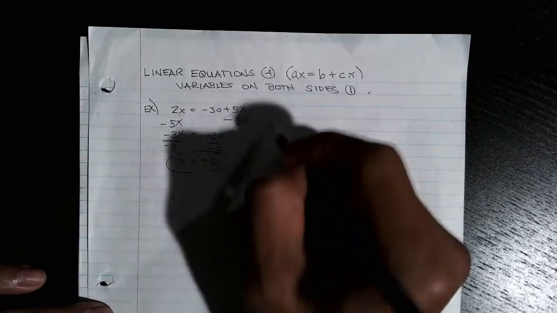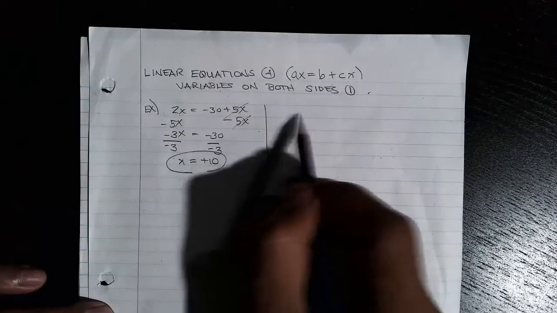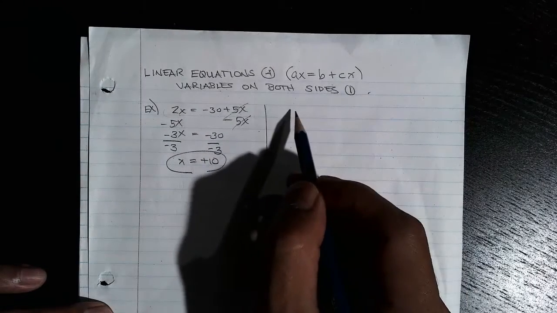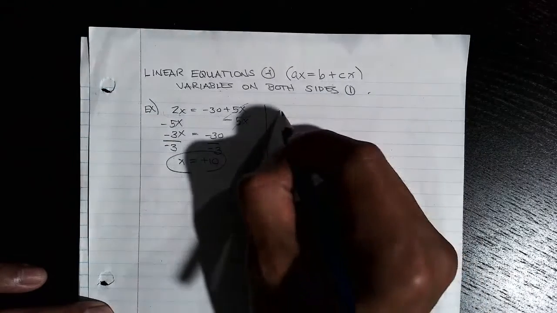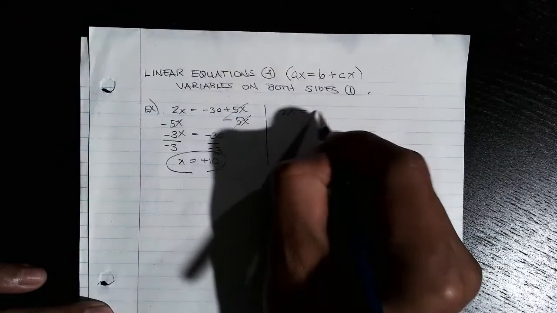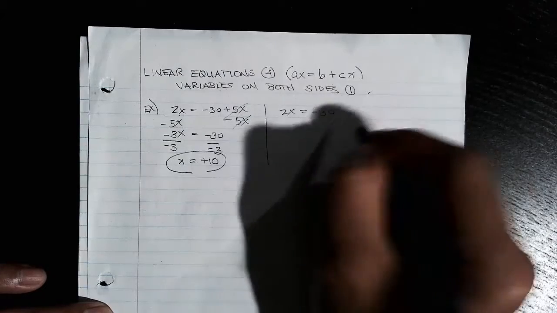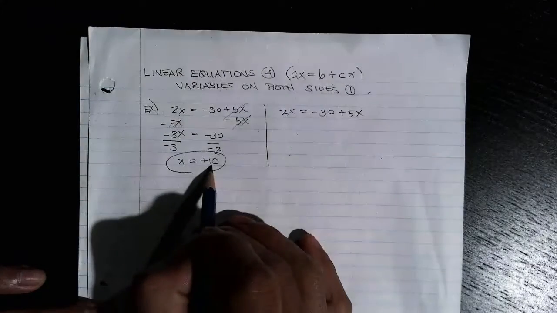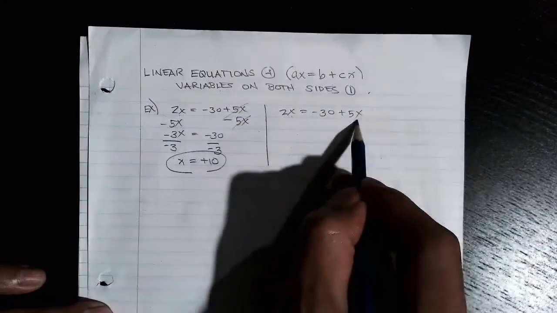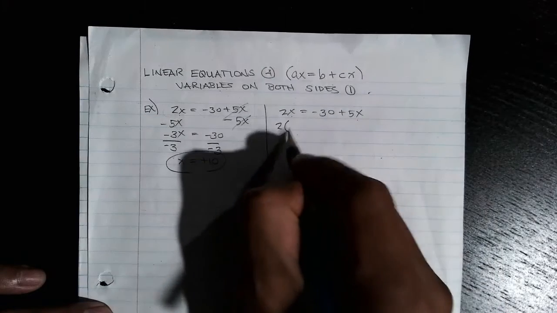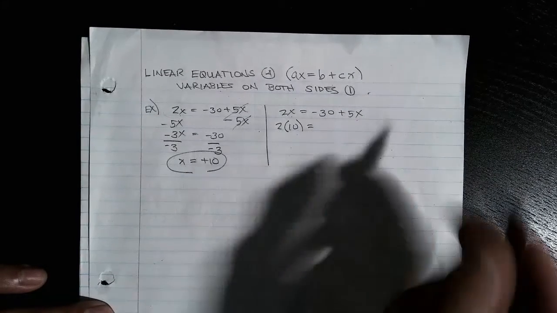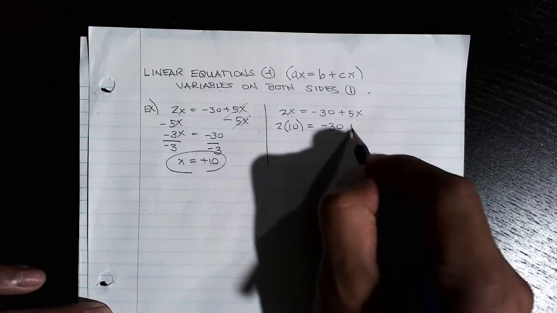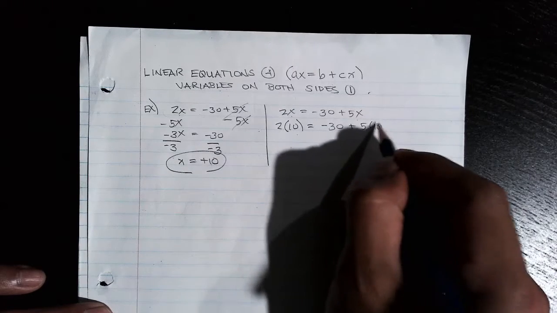Okay, and don't forget the check part. I'm not going to keep writing check here because you know what this part is about. It's in your assignment, it's already labeled as check, so I'm not going to bother labeling it here. Just write out the original equation: 2x equals negative 30 plus 5x. Now we're going to substitute this 10 wherever we see this x. In this case, it is 2 times x, so that's 2 times 10 equals negative 30 plus 5 times 10.